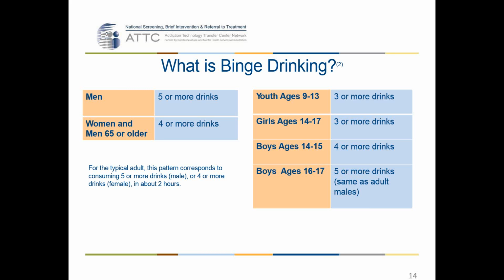If you look at what the national data on youth binge drinking looks like, for youth age 9 to 13, it's 3 or more drinks within a 2-hour period. For girls ages 14 to 17, it's 3 or more drinks during that 2-hour period. For boys ages 14 to 15, it's 4 or more drinks. And when boys are 16 to 17, 5 or more drinks is considered binge drinking, same as the adult males.